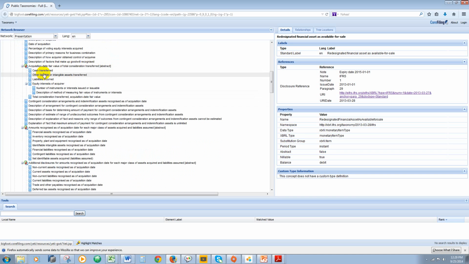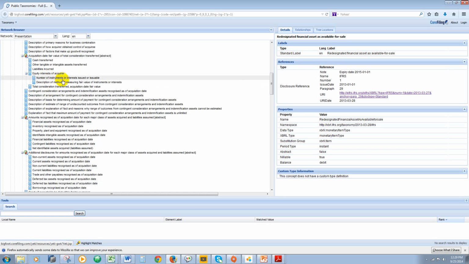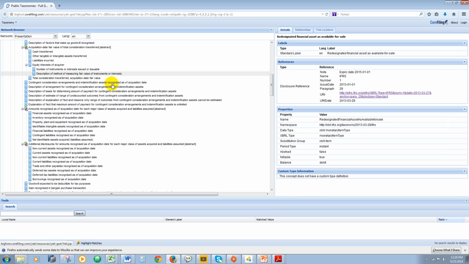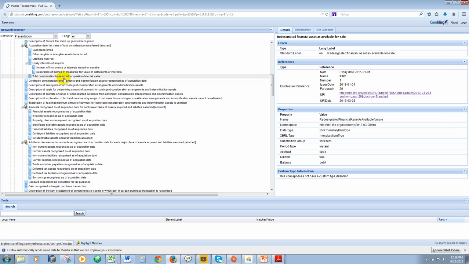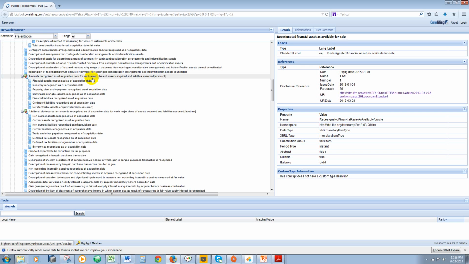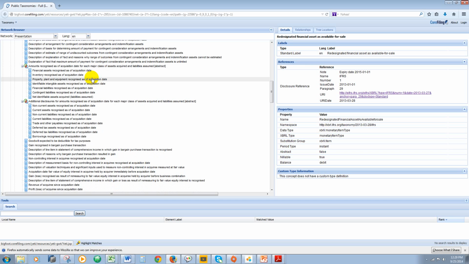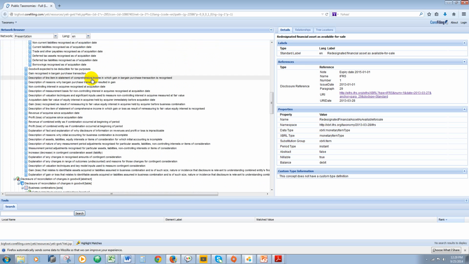So under the abstract we have cash transferred, other tangible or intangible assets transferred, liabilities incurred, equity interests of acquirer, and we have two children under this parent, that is number of instruments or interests issued or issuable, description of method of measuring fair value of instruments or interests, and then this is the total consideration transferred, acquisition date, fair value. So these are all the elements over here, and let us scroll down a little bit.